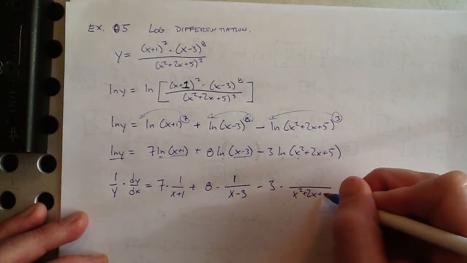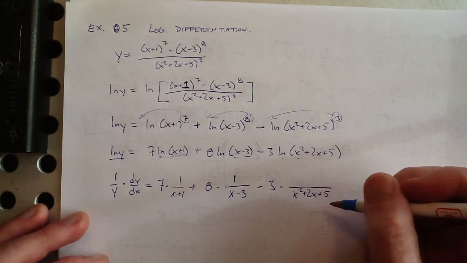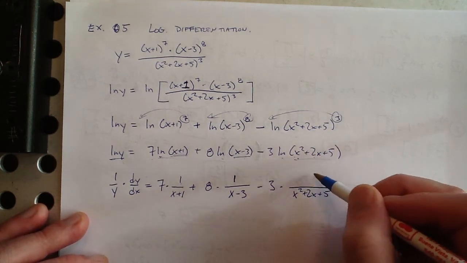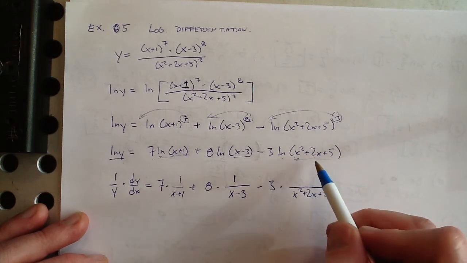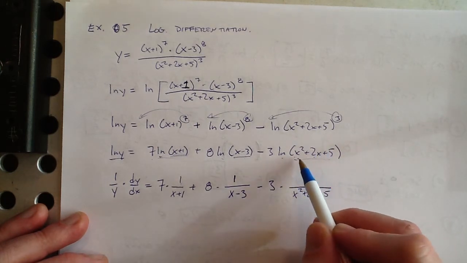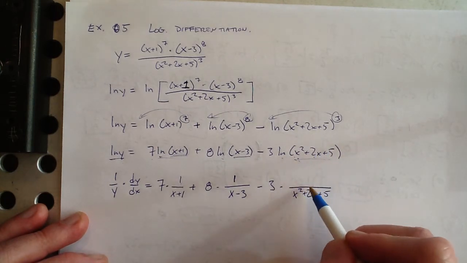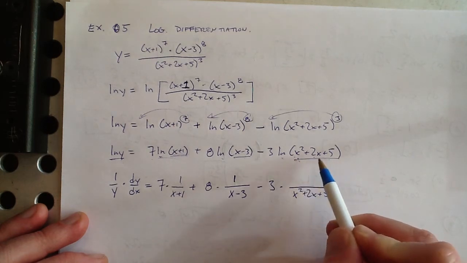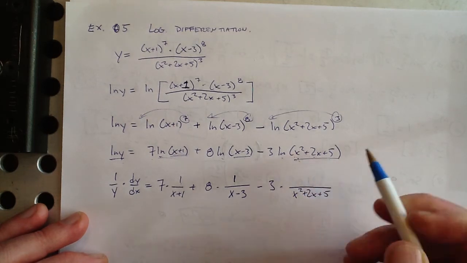plus 2x plus 5. I didn't write the 1 down because after you've done a few of these, you know if there's chain rule, the derivative of what's inside will end up here on the top. So you could write a 1 there, and then we have to multiply by the derivative of what's inside, which is 2x plus 2.